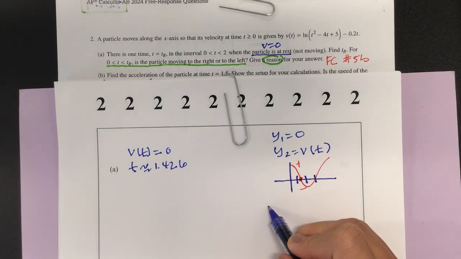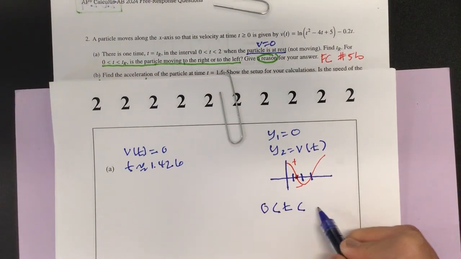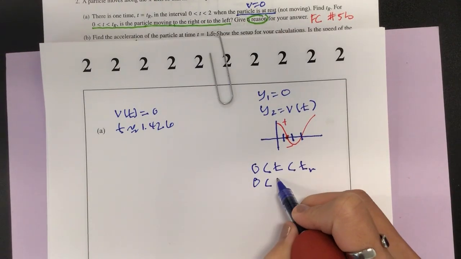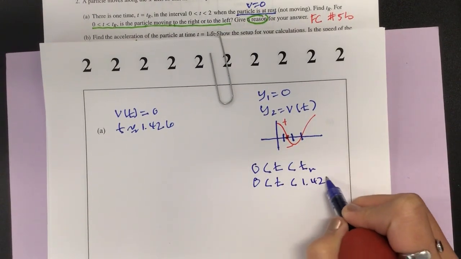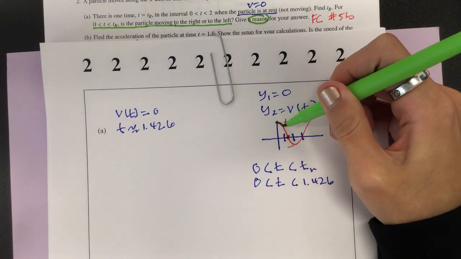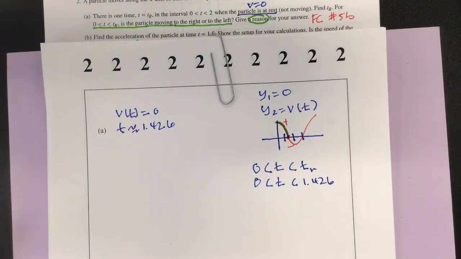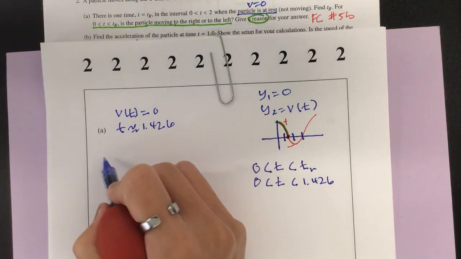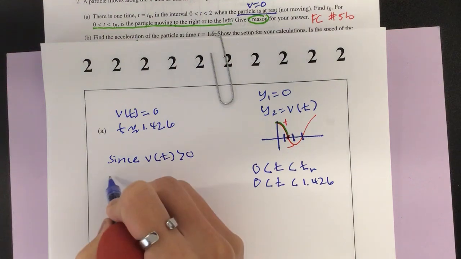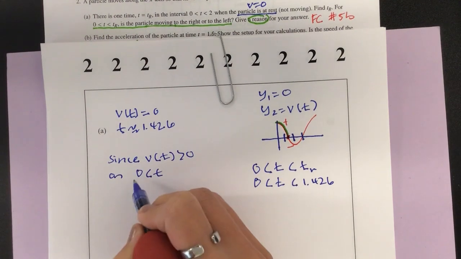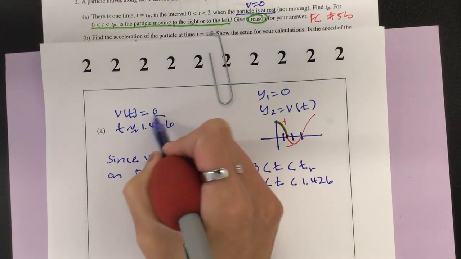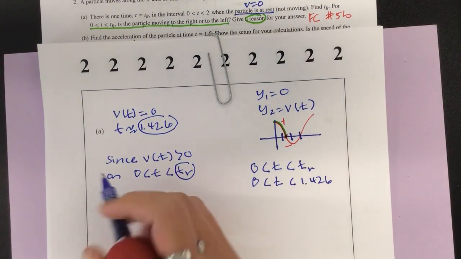So I'm going to put on here, we have 0 less than t less than time of rest, which is what this is trying to say: 0 less than my t value less than 1.426. So let's see what's happening at that interval in the graph. Would you agree from 0 to that point it is everything above the x-axis? Yeah, it's positive. So I'm going to say, since v of t is greater than 0 on the interval 0 less than t less than t_r. If you replace this t_r with this number, it is perfectly fine. But I have it somewhere, so it's pretty much valid.